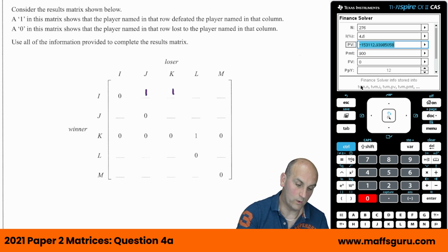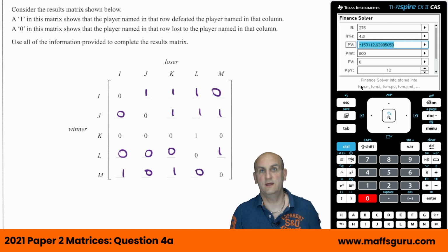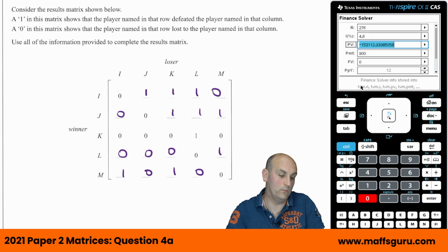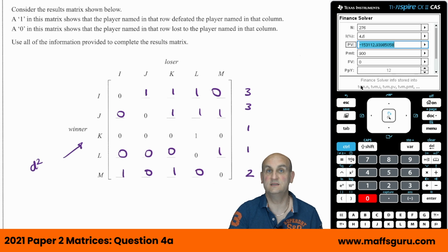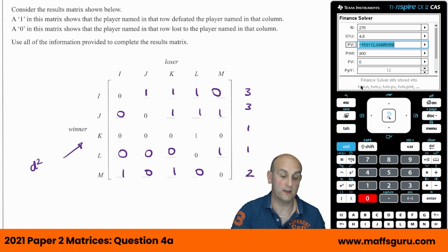So 1, 1, 0, try that one again. 1, 0, 0, 1, 0, 0, 1, 1, I can't read, 0, 0, 0, 1, and 1, 0, 1, 0. So that was the correct answer for that one there. Well, that was the answer that I got. And again, when you add up those, you get 3, 3, 1, 1, and 2. And when you then take that and do the second step, you get the two-step dominance, which is 5, 4, 1, 2, 4. That question was long.